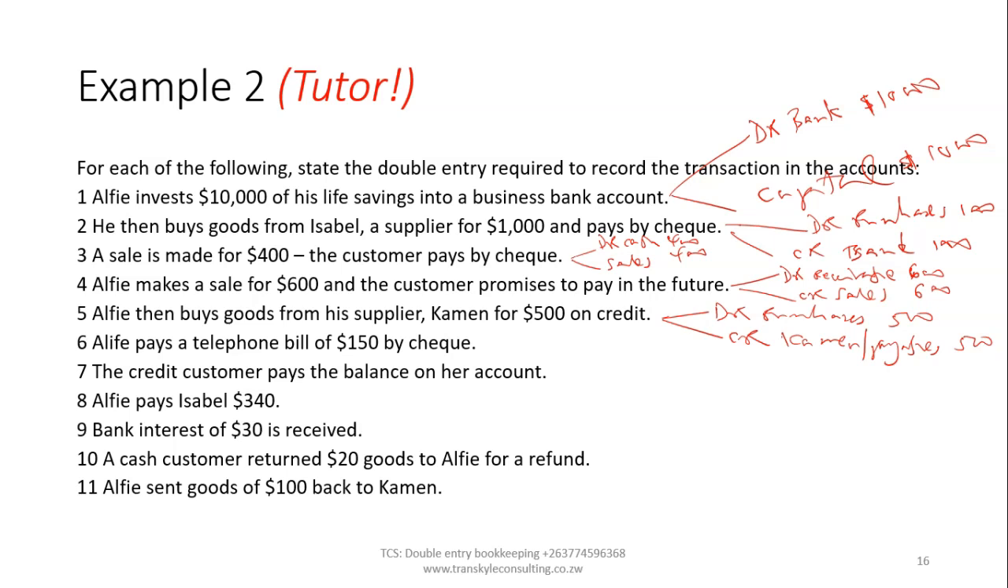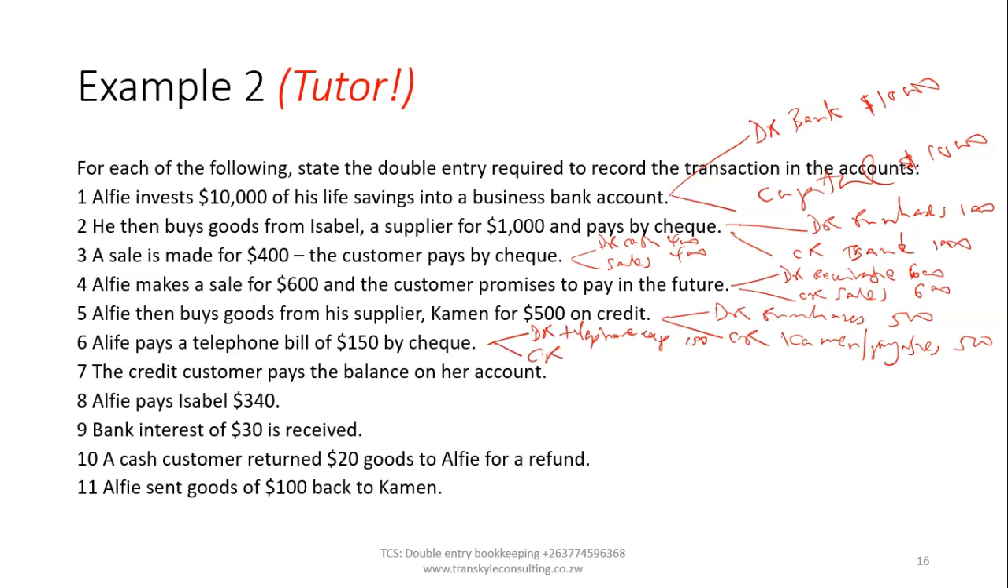We go to 6. Alfie pays a telephone bill of 150 by check. So if we pay the telephone bill, what happens is we are debiting expense telephone. Okay, just say expenses, because there might be many of these expenses, but you can also say telephone. It's fine. Telephone expense 150.